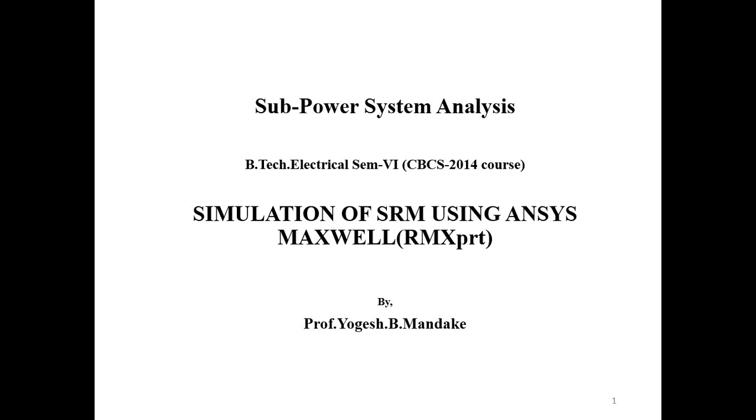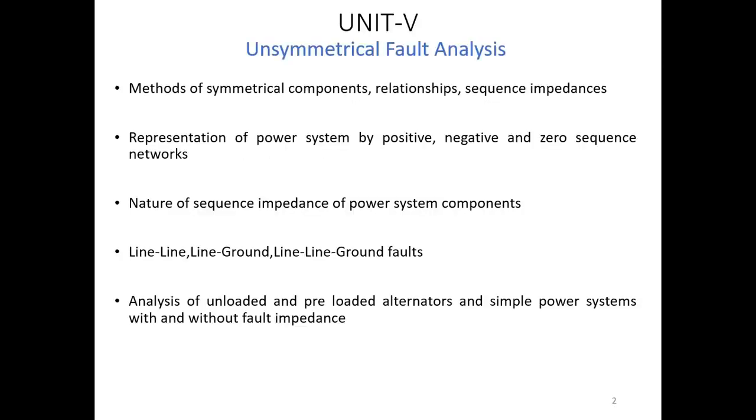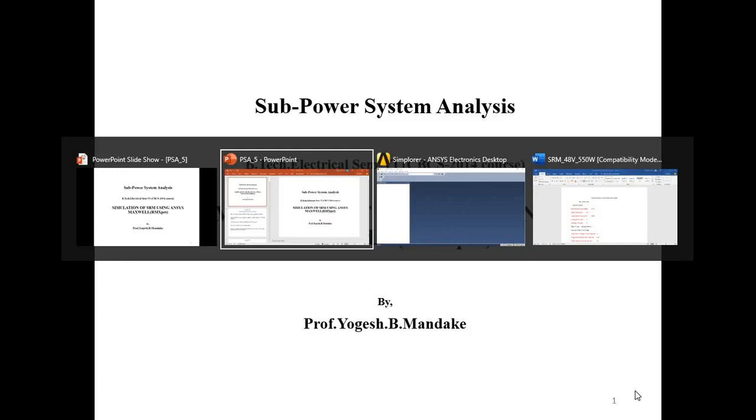There are different types of switch reluctance motor according to the number of stator poles and rotor poles, like 12 by 8, 8 by 6, then 6 by 4, etc. In this video lecture, we are going to design the 8 by 6 switch reluctance motor. What is meant by 8 by 6? 8 is the number of stator poles and 6 is the number of rotor poles. So directly I will go to the software.